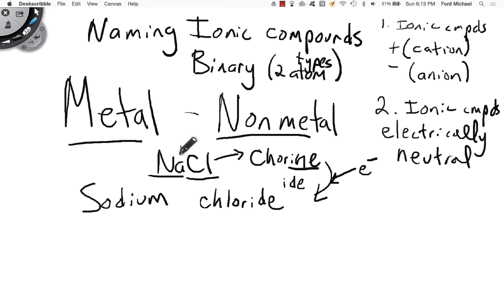In this case, sodium is in group 1. It has a +1 charge. It wants to lose one electron, become +1. Chlorine is -1. It wants to gain 1 electron to fill its octet. Okay, so in this case, we are electrically balanced. We have 1 sodium to 1 chloride. Okay, so let's work through another couple examples.